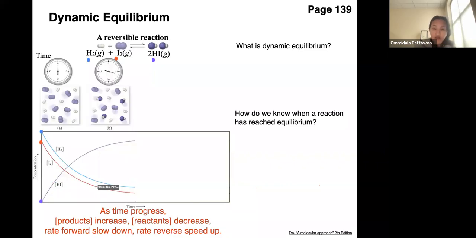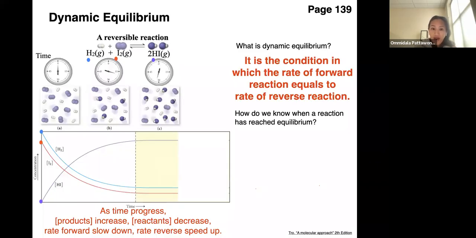The reason for that is because as the amount of reactant decreases, the rate also decreases. This is going to happen up until you reach the time where the concentration of the product and the reactant are no longer changing. So what does it mean? It means that you are producing more and more of the product eventually.